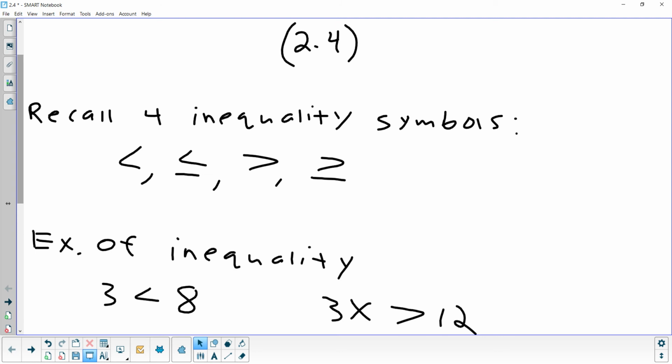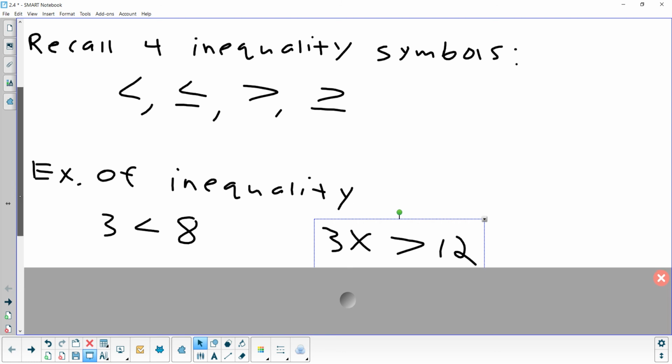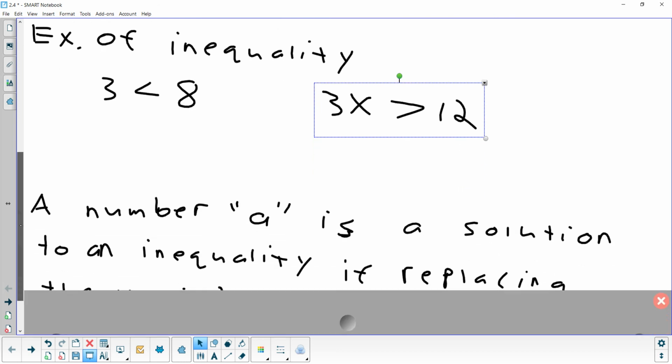Okay. 3 is less than 8. And 3x is greater than 12. This first one is an inequality that's a true statement. This second one is an inequality where you'd have to solve it to get x by itself. And there is one extra thing that happens when you multiply or divide by a negative. Something you have to do to the sign, and we'll write that down when we get to it.